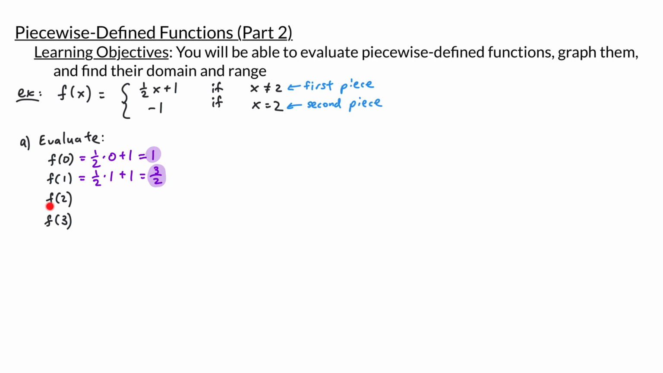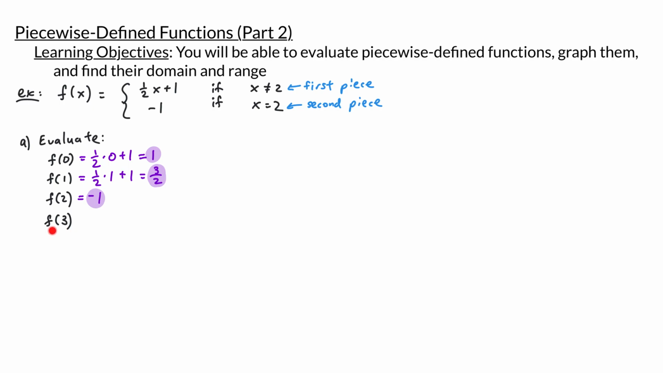Next, we want to evaluate f of 2, which means find the output of the function when I input 2. Is it in the first piece or the second piece? Since my input is 2, we are in the second piece, which means to get the output, we would use the formula -1. So f of 2 is just -1.